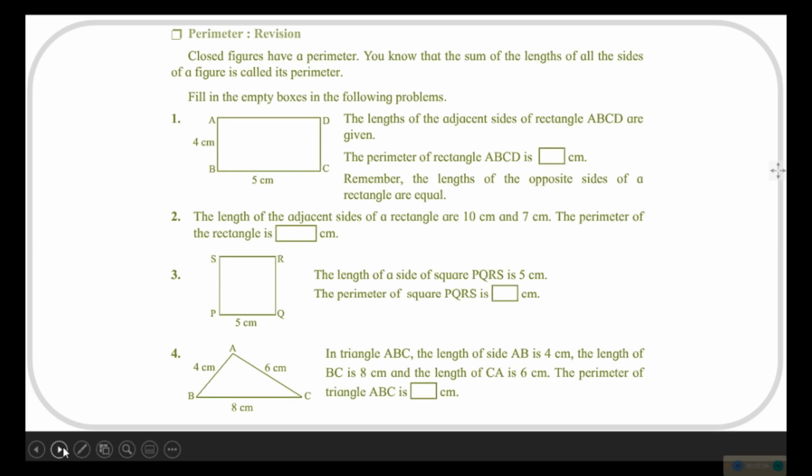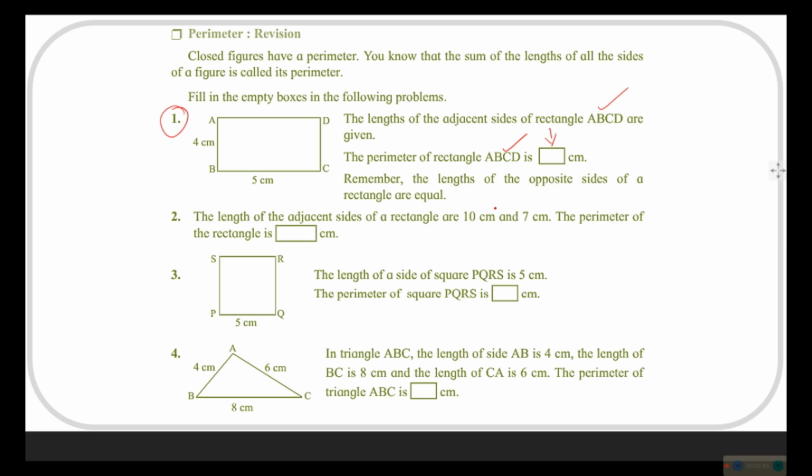This is for revision of perimeter from your textbook. Certain figures are given which are familiar to you, and you are asked to fill the empty boxes in the question given. I have copied it directly from your textbook. Why? Because this is for revision and it is the right method also. So here we will read the first one. It is given that the length of the adjacent sides of a rectangle ABCD are given. The perimeter of rectangle ABCD is asked, and we have to write it over here.